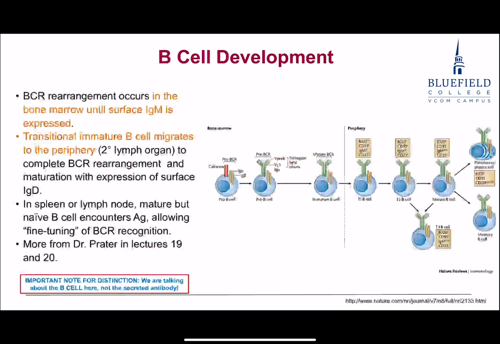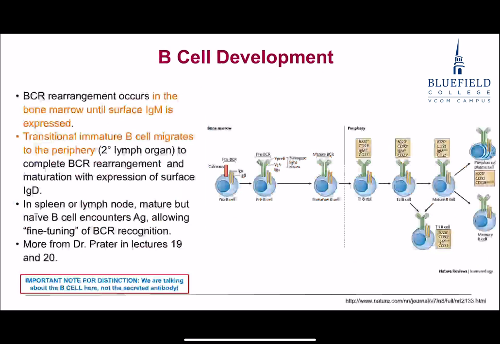At that point, it leaves the bone marrow as an immature B cell. At that point in the periphery, whether it's in the spleen or a lymph node, as soon as it expresses IgM and IgD, it is now a mature B cell. Still naive, hasn't been activated, but it is mature and ready to function.